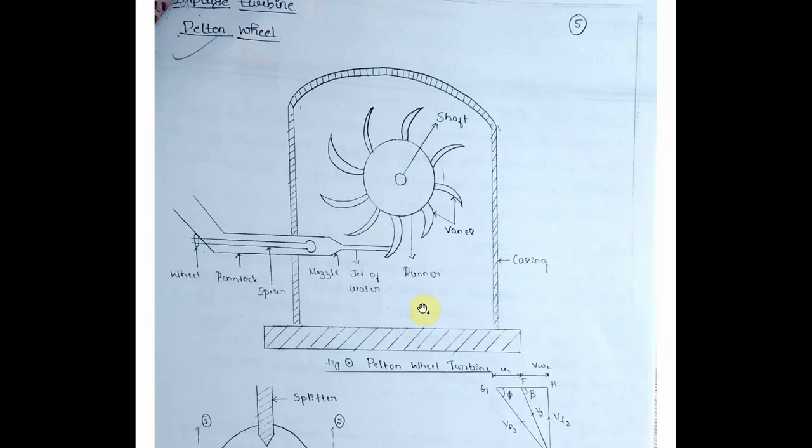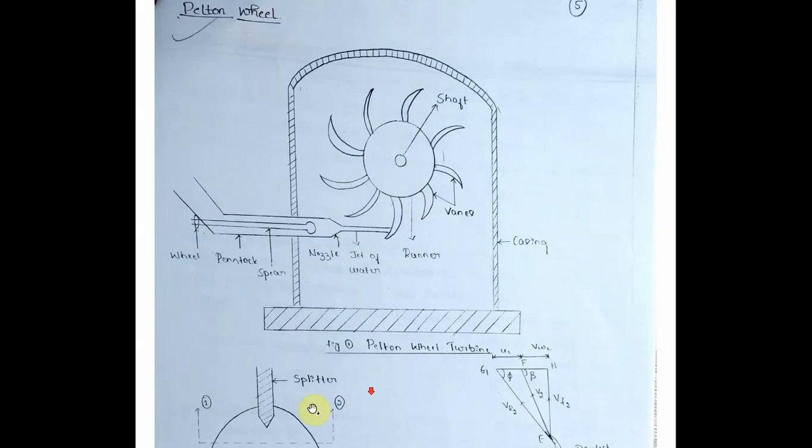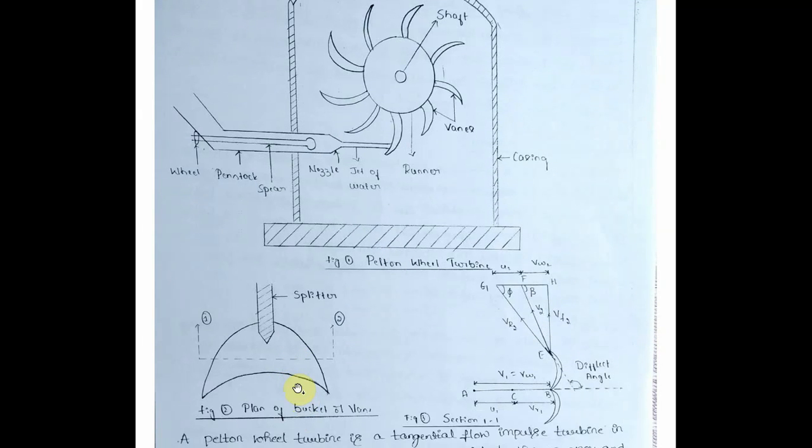Then the second one, runner. A runner is a circular disc. This is the shaft and this is the runner. In this runner, a series of vanes have been fixed. A runner is a circular disc on which a series of buckets are fixed at regular intervals. The buckets have the shape of a double semi-elliptical cup as shown in the figure. See, this is the semi-elliptical cup.